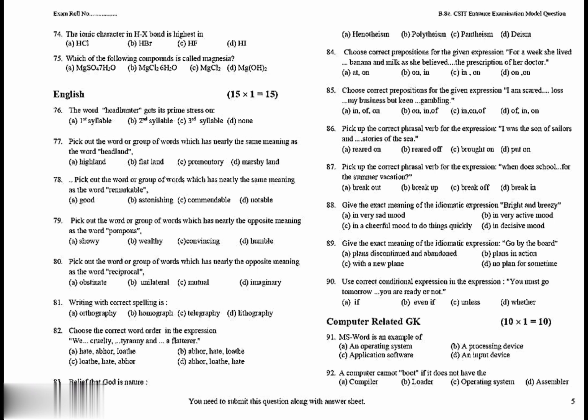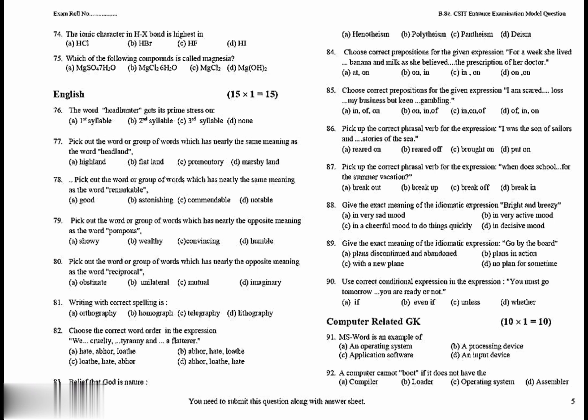85. Choose correct preposition for the given expression. I am scared, lost, my business but keen, gambling. A. In, of, on, B. On, in, of, C. In, on, of, D. Of, in, on.